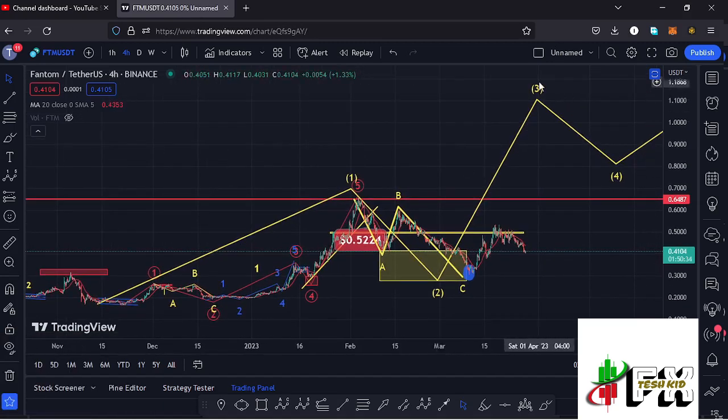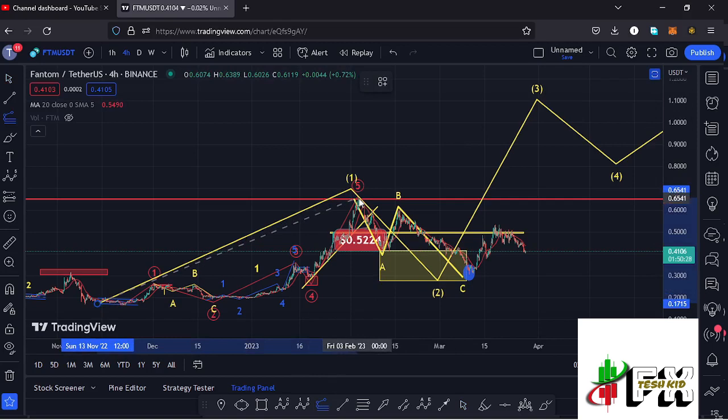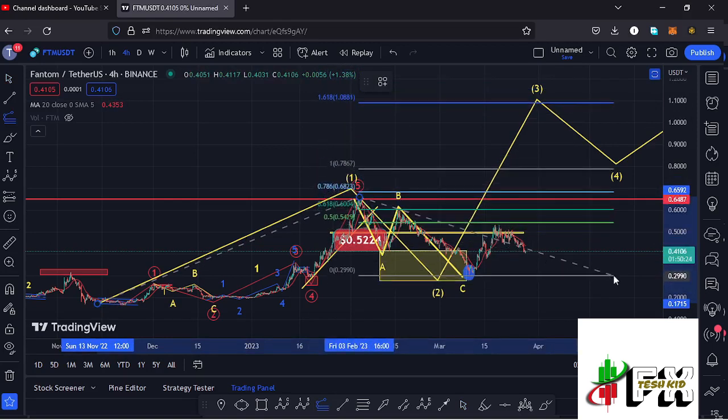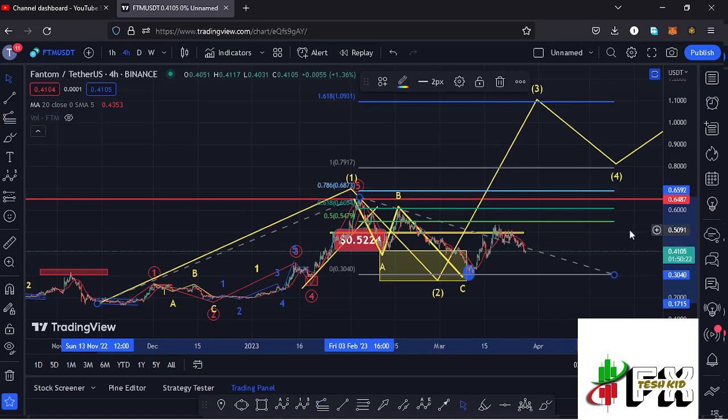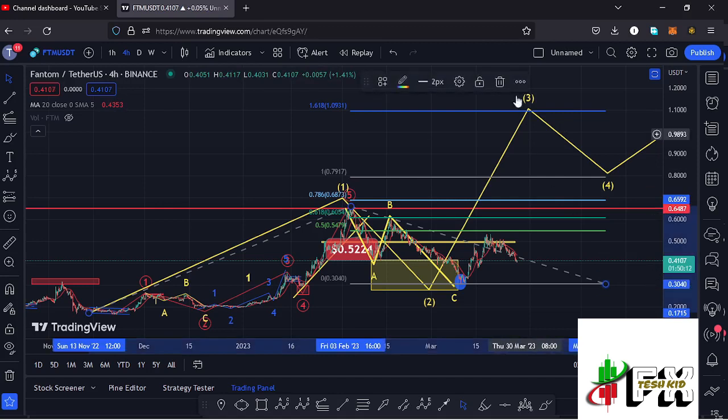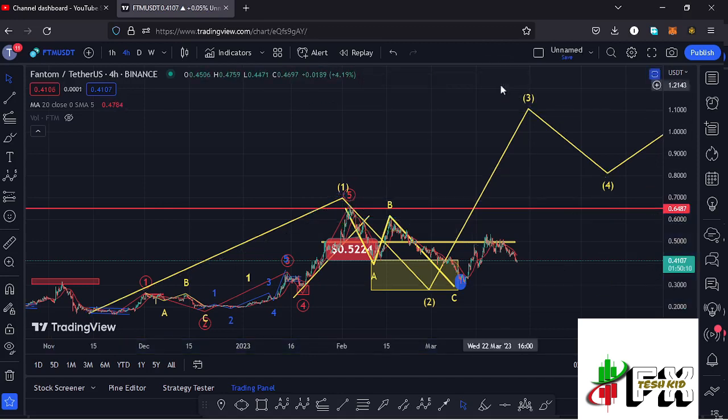Allow me to first sketch out a target area to the upper side in the formation of this wave 3 by connecting the trend-based Fibonacci from the low of the first wave to the high of that wave 1, then dragging the fibs to the low of the second wave. That now gives me a minimum target area to the upper side in the formation of that wave 3 at the fib level 1.618, and that is at around the $1.0931 mark, and that is the minimum that I'm expecting Fantom to do in the formation of that wave 3, and that is my long-term scenario here on the Fantom chart.